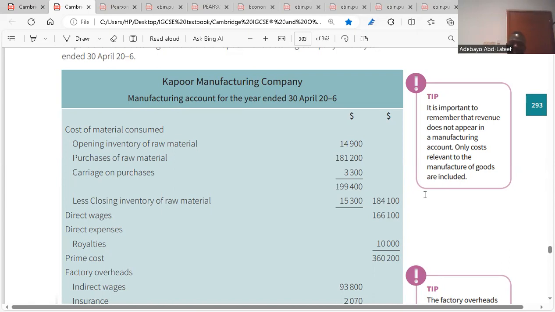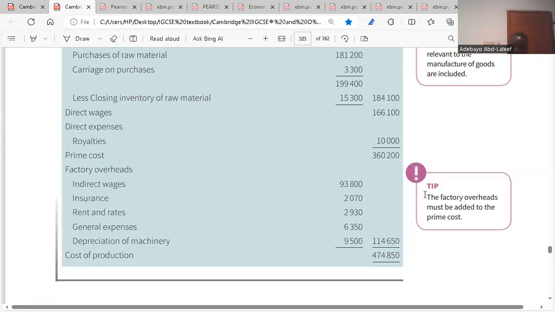Now prime cost, and what's it called, factory overheads, will give us our cost of production. Is it prime cost minus factory overheads? Plus or minus? What are your factory overheads?